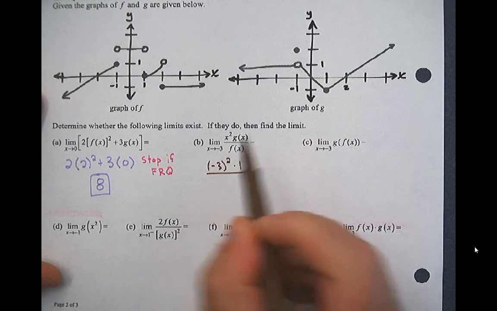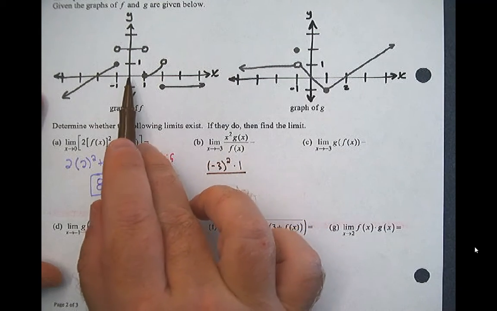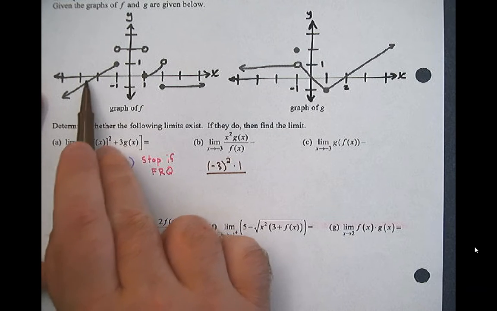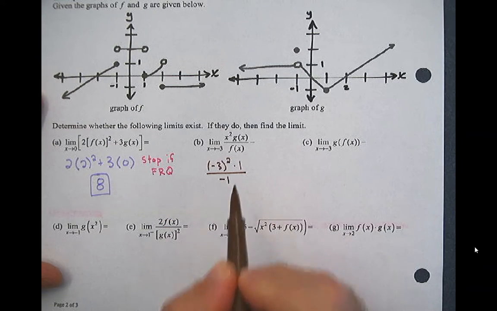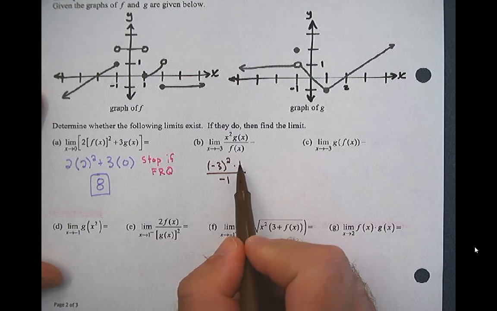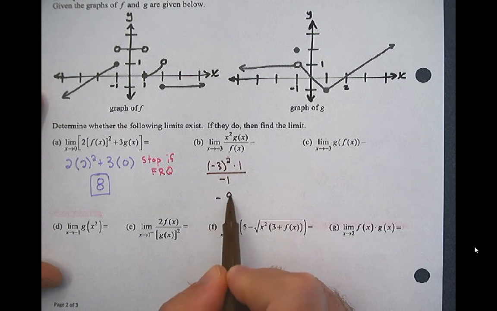Over f of x. This is my f of x function as x approaches negative 3, 1, 2, negative 3. Looks like it's approaching a height of negative 1. So we would clean that up. What's that? That's 9 times 1 divided by negative 1. That'd be negative 9.